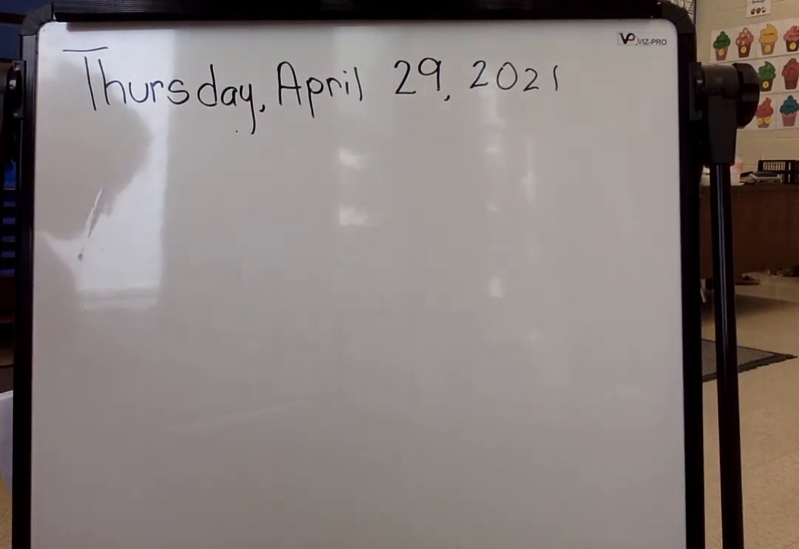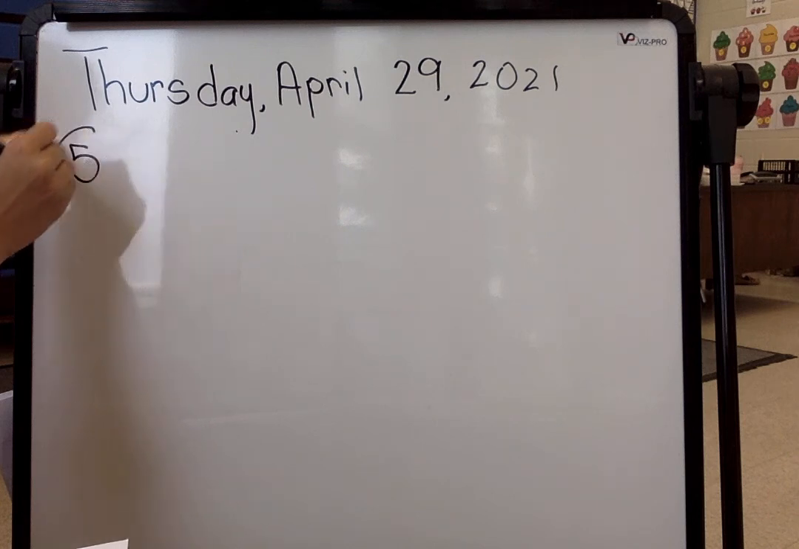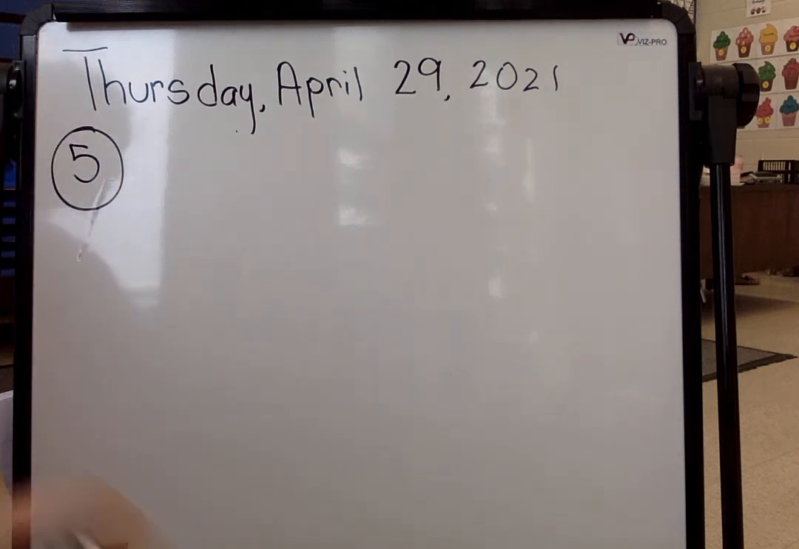Question 5 says, Henry spent 3 hours, 30 minutes every morning to paint his house. He finished painting his whole house in 5 mornings. How much time did he spend to paint his whole house? This question we're going to do together.